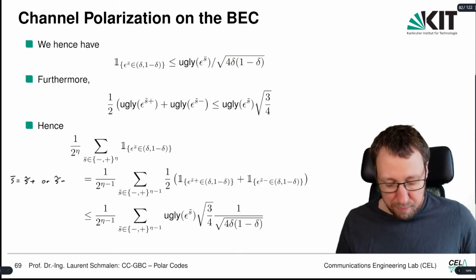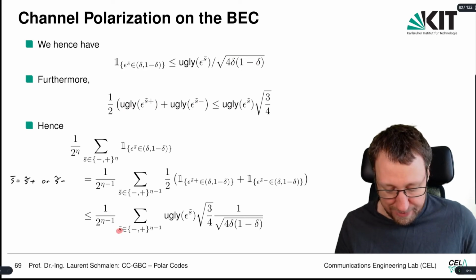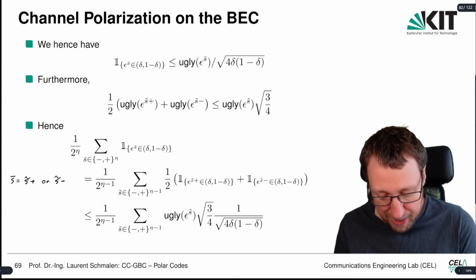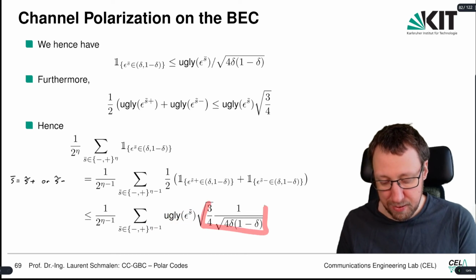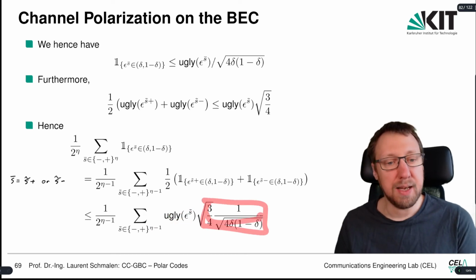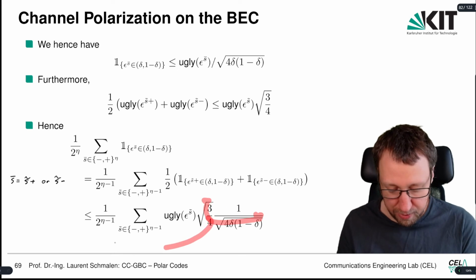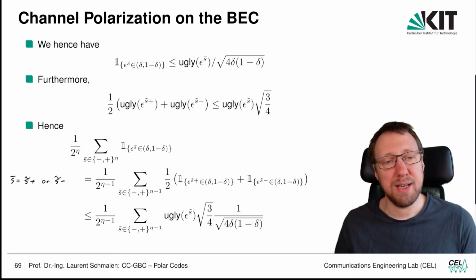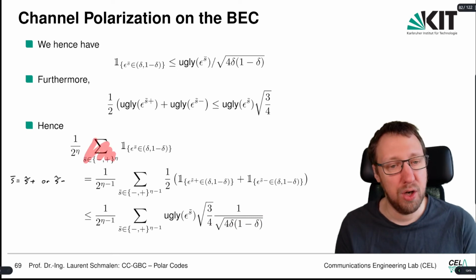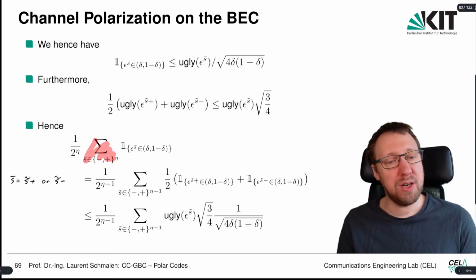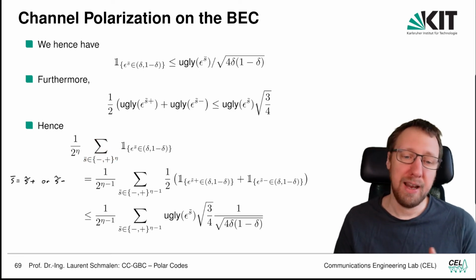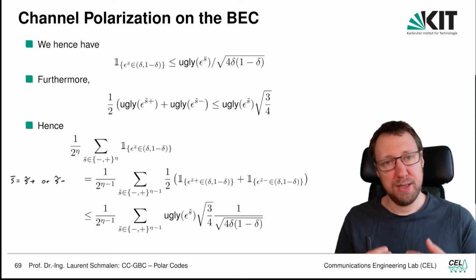So this is now bounded by the sum over s tilde, over all sequences of length eta minus 1, of the ugliness of s tilde times this guy. This guy doesn't depend on s tilde, so we can move it in front of the summation. So we have reduced our summation over 2 to the power eta terms into a summation over 2 to the power eta minus 1 terms. And now we can further subdivide.